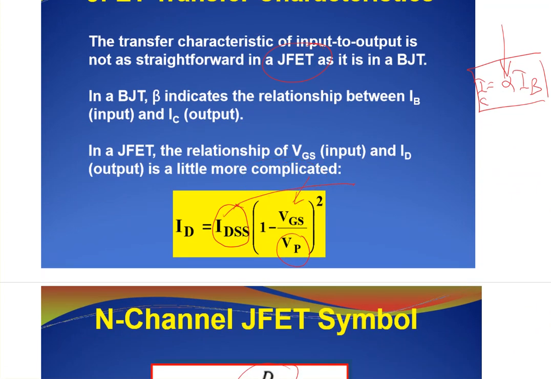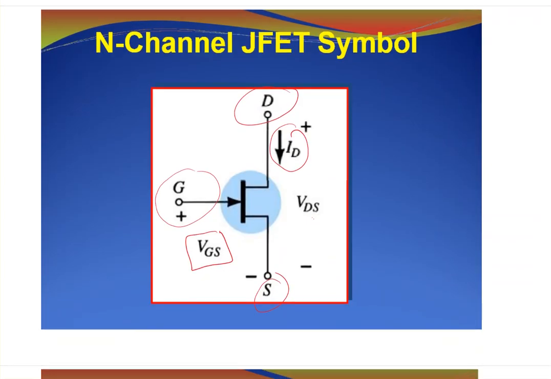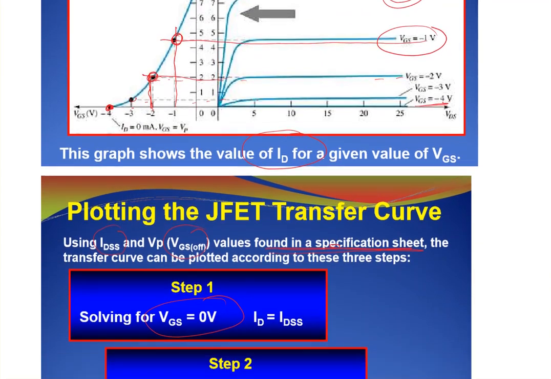I know what VP is, I know what IDSS is, therefore I will just substitute. For VGS equal to 0, it's clear that this is 0, this is only 1, so ID is equal to IDSS. And then if I have any other value, of course it will be in the negative, VGS minus 1, minus 2, minus 3, I will just substitute and see what will be the value of ID corresponding to my VGS. So this is step number 1.